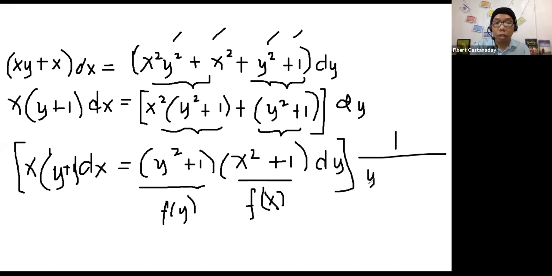Ito, we will remove what? Y plus 1. Okay? So we divide both sides by y plus 1. Here we will remove what? X squared plus 1. Okay? Then we have the resulting equation, a pure function of x.